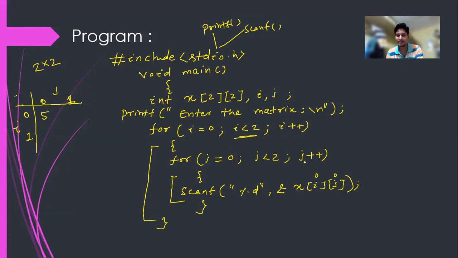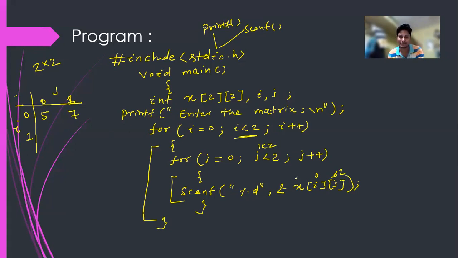Again, the value of j will be incremented, that is j plus plus. So j value will be now from 0 to 1. When j equal to 1, 1 less than 2, is it true? Yes, it is true. So then again I can enter a value in place of x of 0, 1. Suppose I am entering 7 in this place. So first one row is complete.